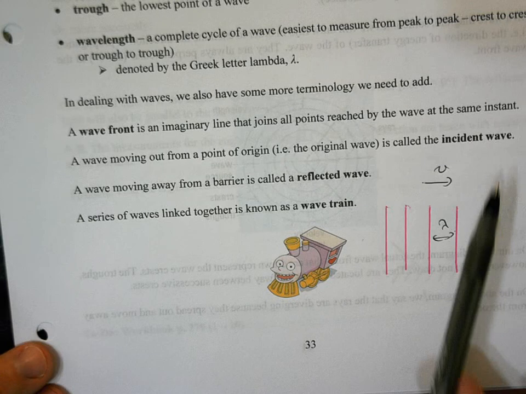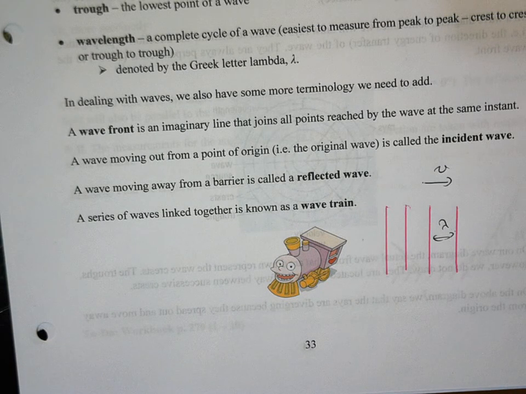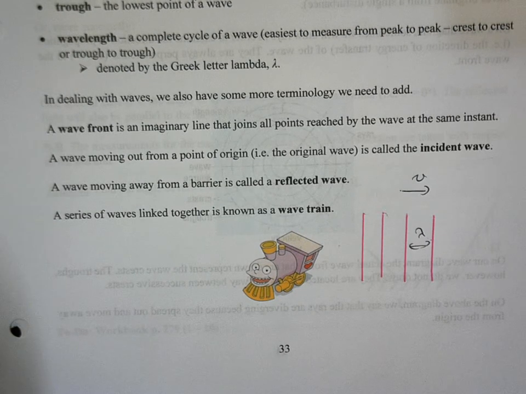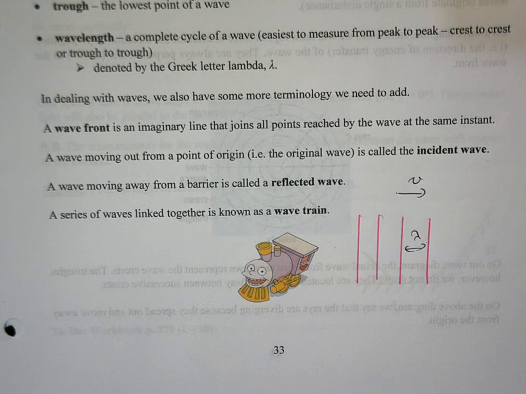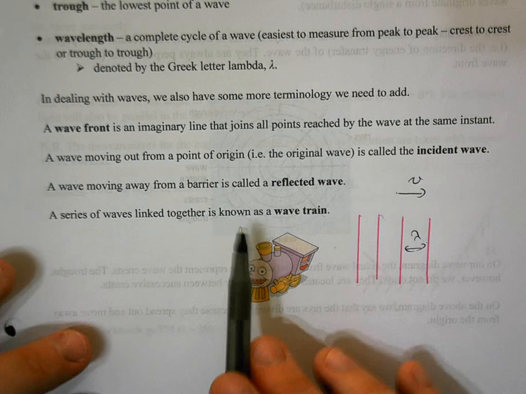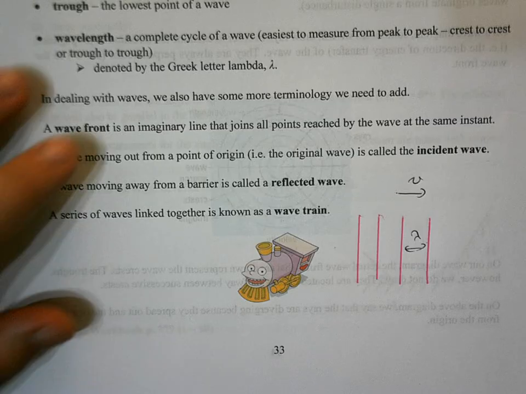We're also going to talk about the concepts of incident and reflected wave. So a wave that we produce, or the original wave, this is what we're going to call the incident wave. If we're having a wave moving away from a barrier, like it hits a barrier and reflects off that, that's what we're going to call a reflected wave. And if we link a bunch of waves together, this is a wave train. You're probably not going to see wave train come up too much.